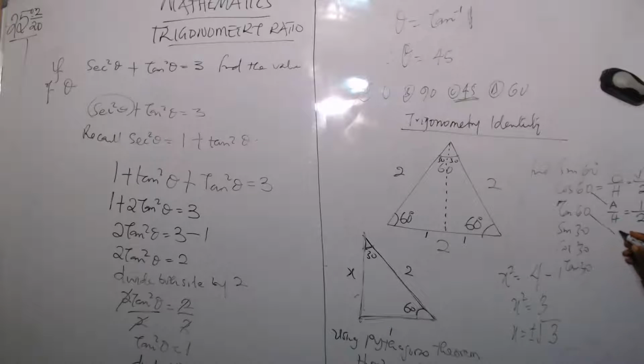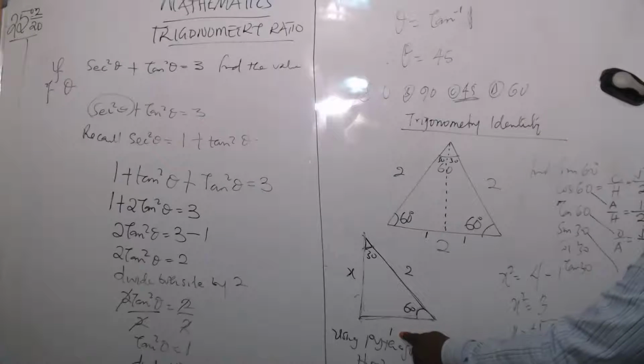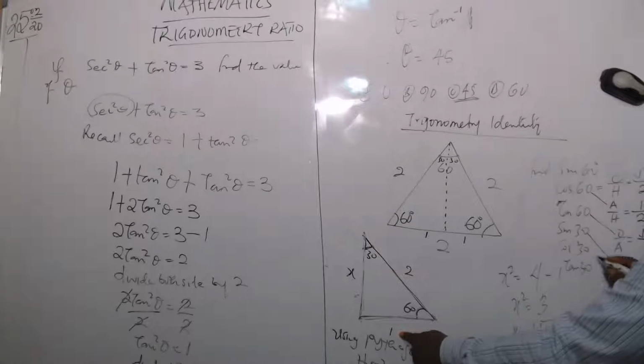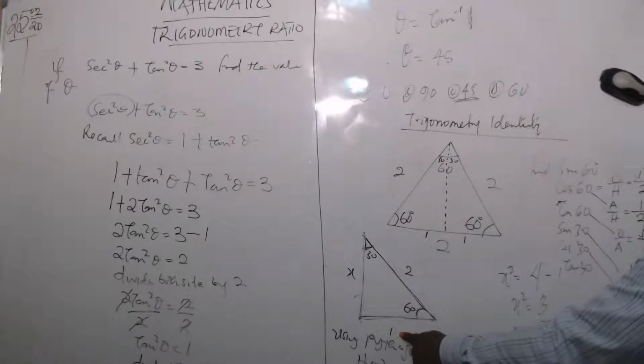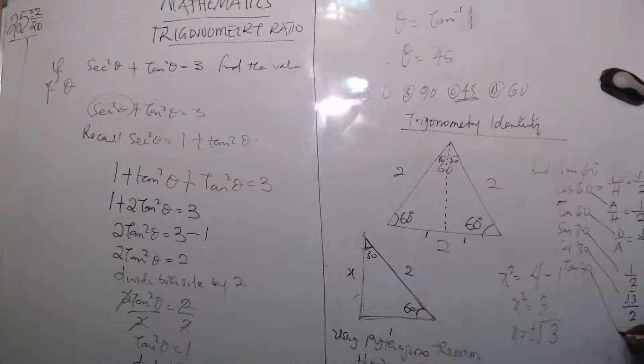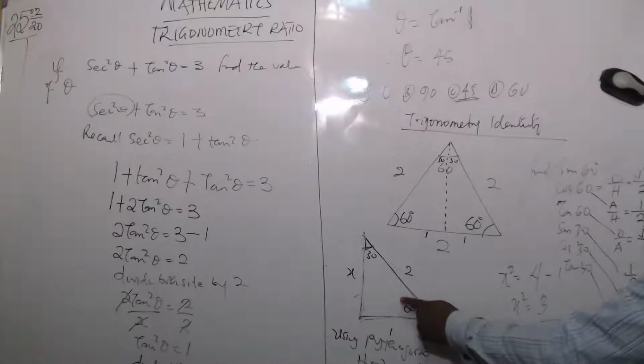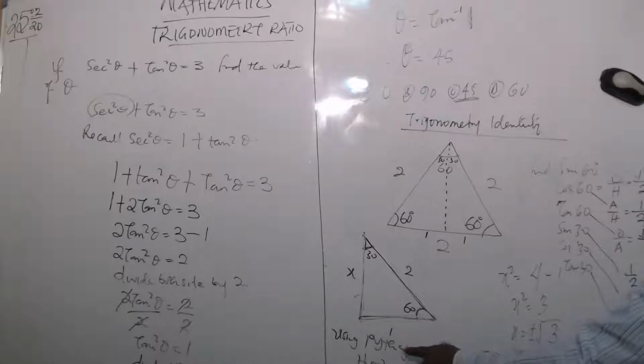Now, tan 30, we have 1. Now, sine 30, here is opposite, 1 over 2. We have cos 30, adjacent over hypotenuse. Adjacent is root 3 over 2. Now, tan 30, we have opposite, 1 over root 3. So these are the values, without having to use a calculator.